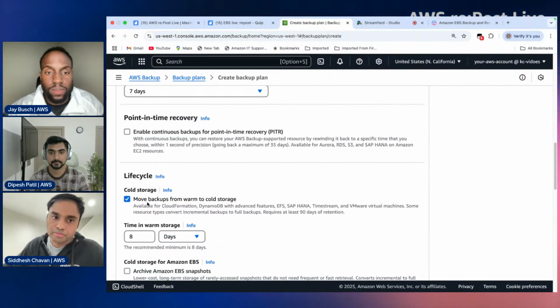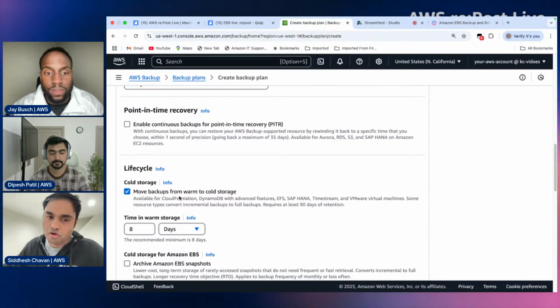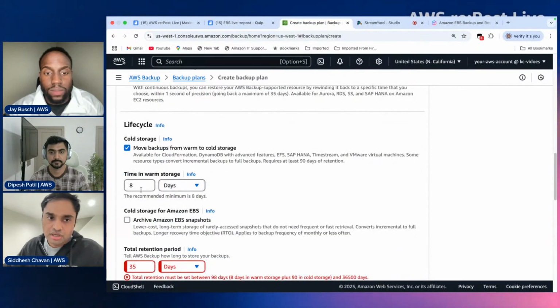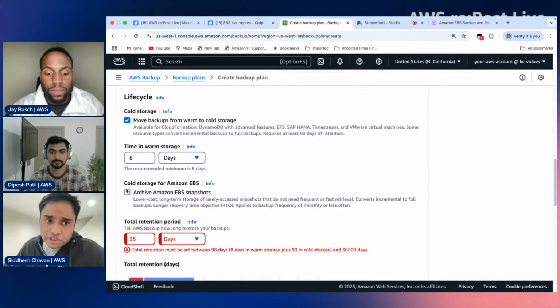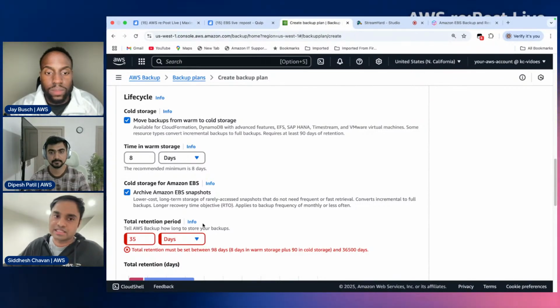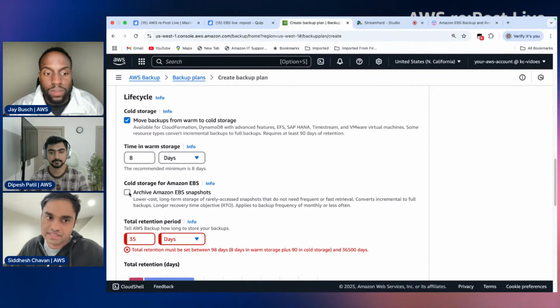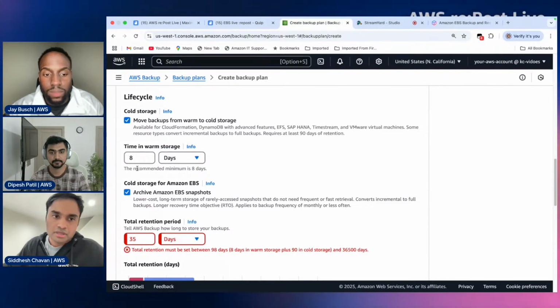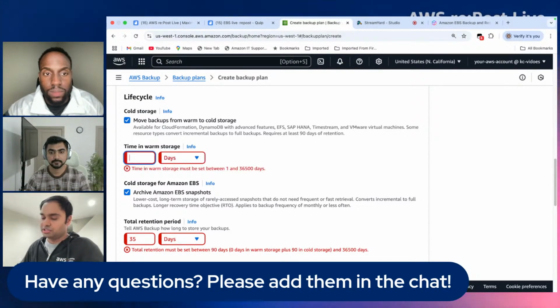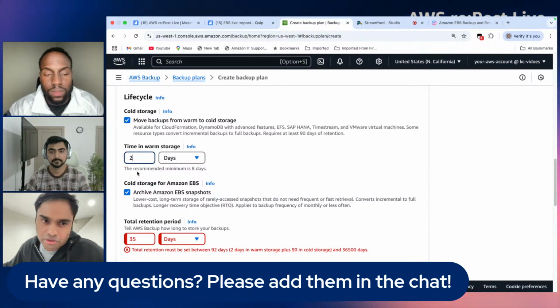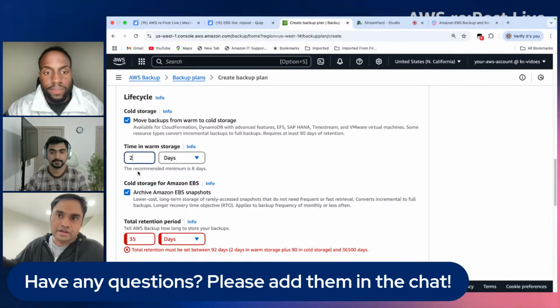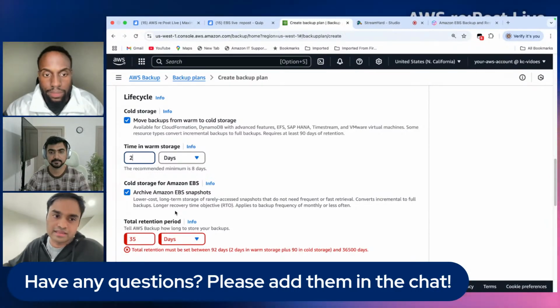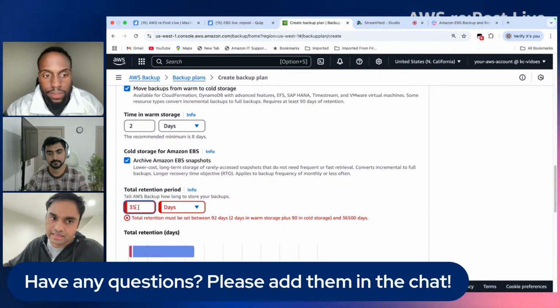Important thing, you need to make sure you keep moving your backup from warm storage to cold storage. Make sure you are clicking the EBS archive Amazon snapshot tier. That was the question, and yes, you can very well select the archival tier. For total time in warm storage, I'm just going to keep it for 2 days. So when you take a snapshot at the end of every month, it will be in the standard tier for 2 days, and then it will move to the archival tier.